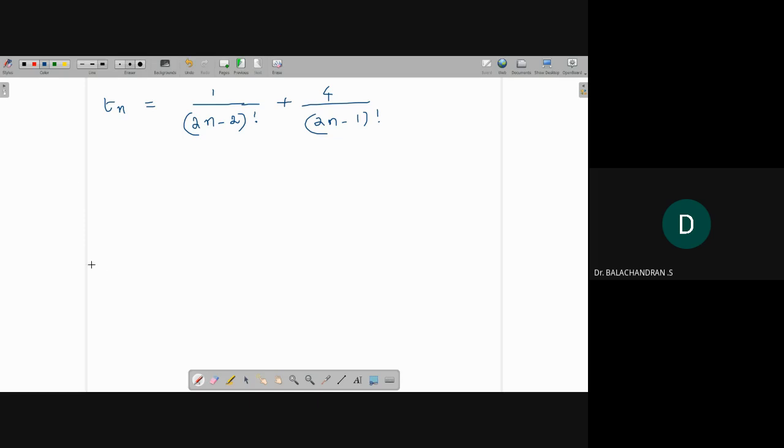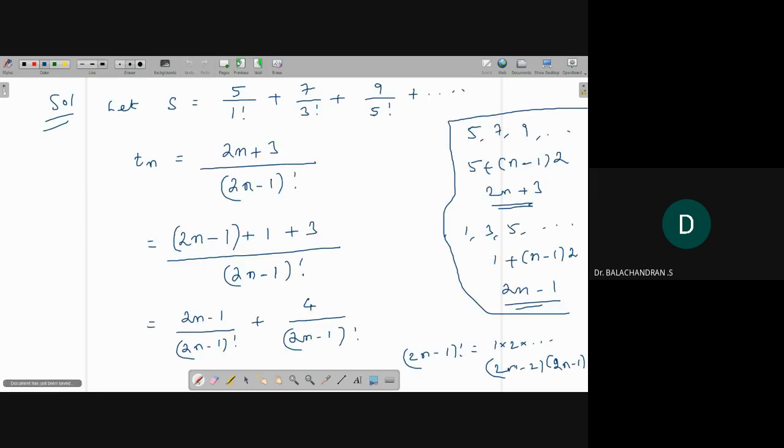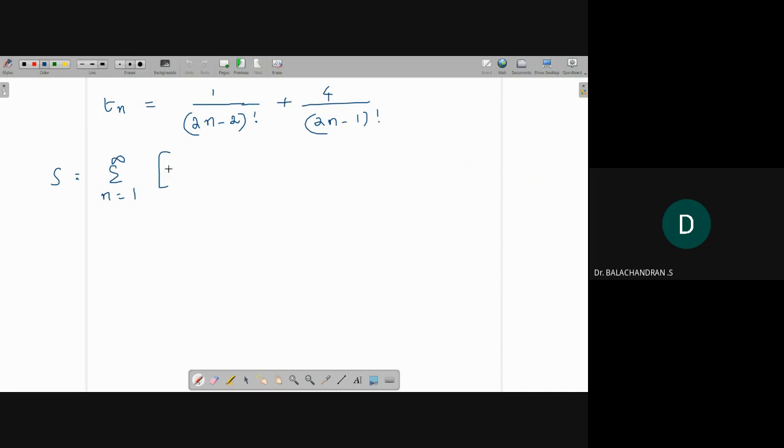So now S is equal to summation n equal to 1 to infinity. Sometimes it will come from 0 to infinity. It depends upon the problem, so you should be very careful. Here it is n equal to 1 to infinity. So 1 by 2n minus 2 factorial plus 4 by 2n minus 1 factorial.